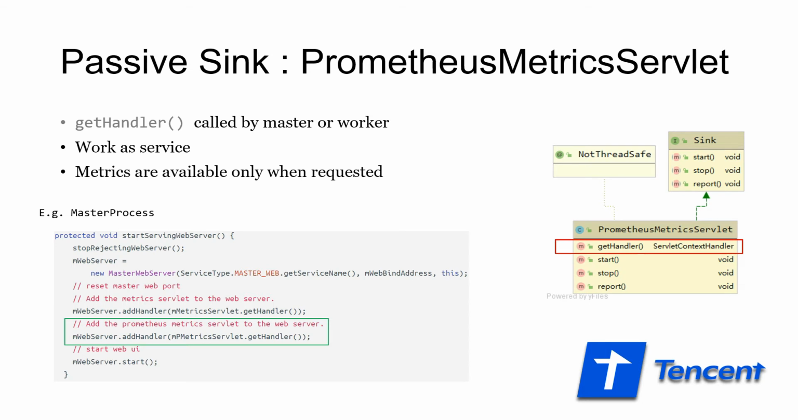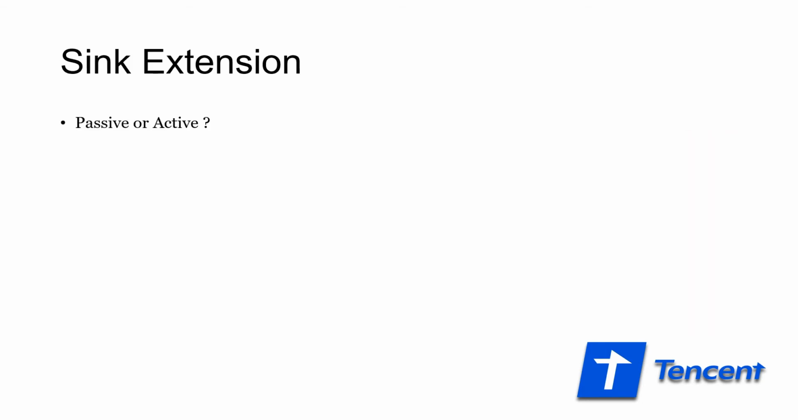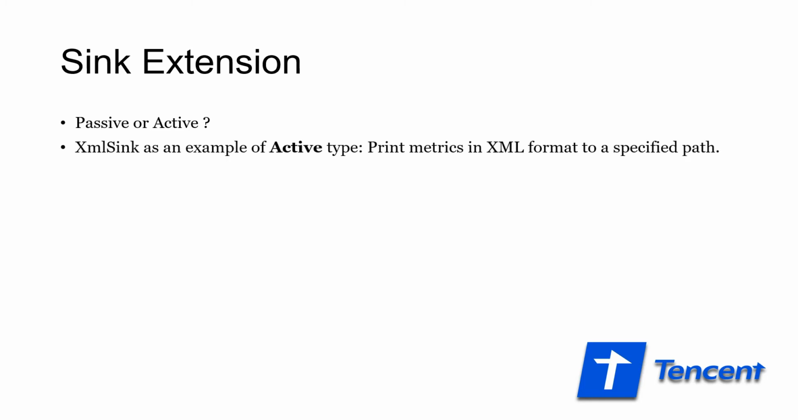Okay, so far we have figured out the difference between these two kinds of sinks. So now we can try to implement our own sink. The first thing we need to do is to determine which kind our sink belongs to. Is it a passive sink or an active sink? For example, if we want to implement an XML sink of Alluxio, which prints the metrics to a specific path, so what we should do is an active sink, right?